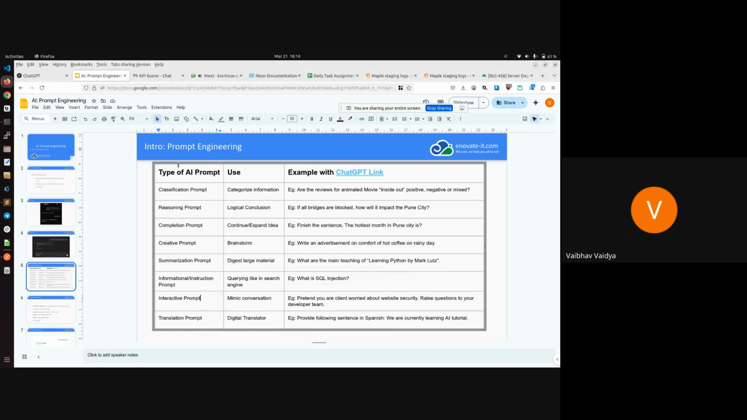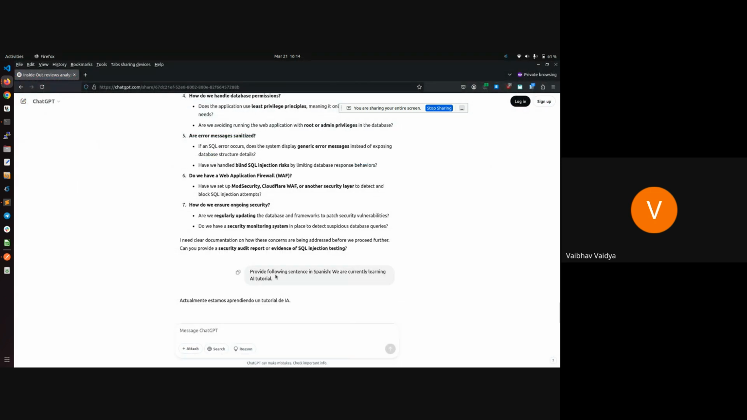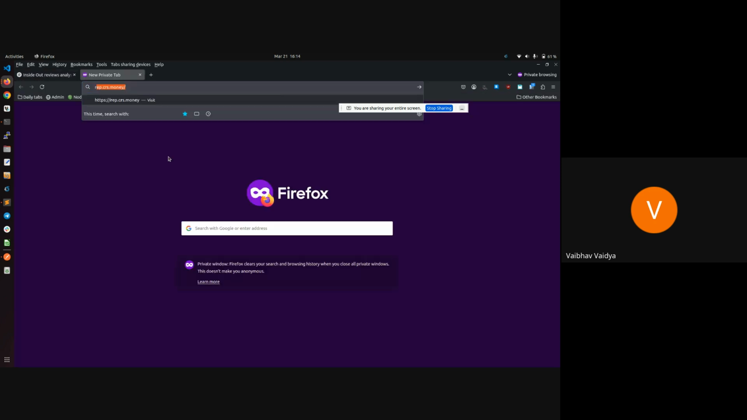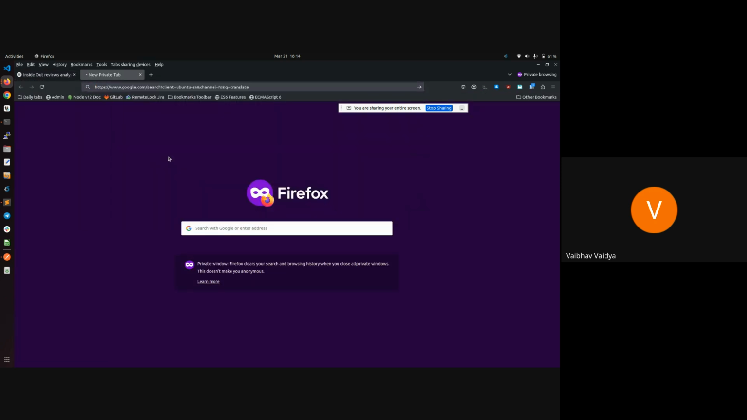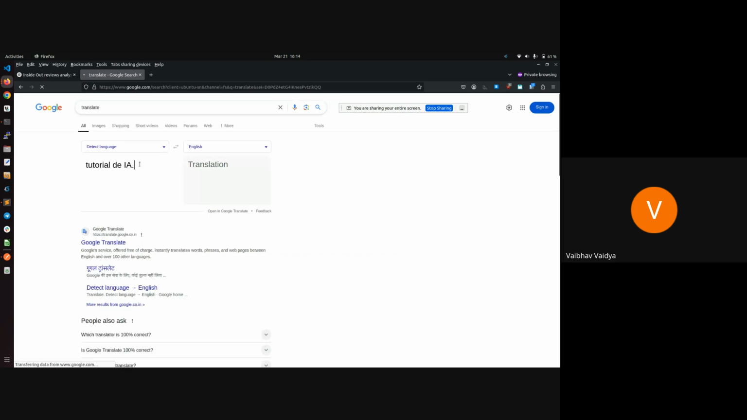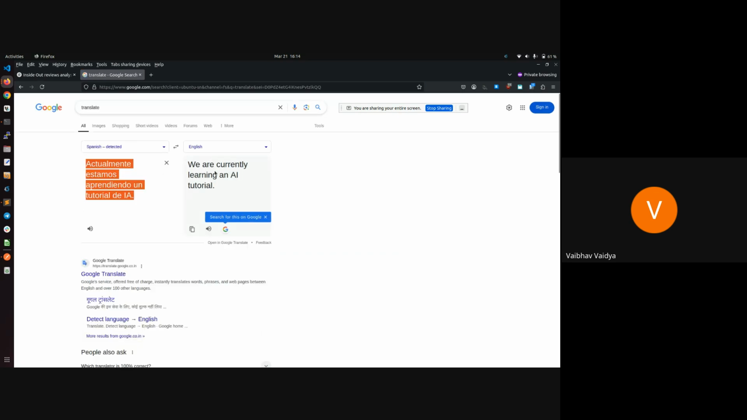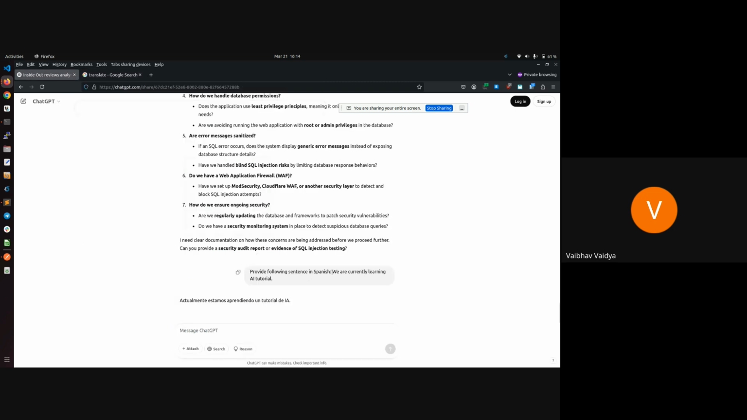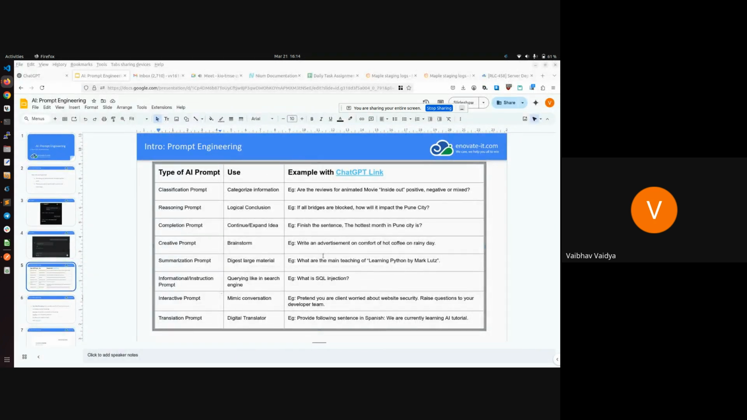What is a translation prompt? It's pretty simple. It's like how we use a Google Translate system. So here I asked, please convert this particular sentence into Spanish. So it has given me this. If you cross-check it with Google Translate, we are currently learning an AI tutorial, so it has accurately translated that into Spanish. So these are the main types of prompt engineering which are relevant to us.